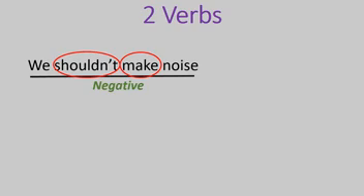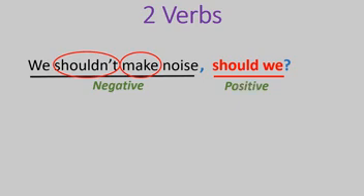Now, according to the rules, you know that when the statement is negative, you have to add a positive question tag. So, shouldn't, being the auxiliary verb, should be changed to its positive form. Therefore, we put a comma first and then the question tag. Shouldn't changes to should and we remains we because it's a pronoun. So, should we? And this question tag is positive. We shouldn't make noise, should we? It ends with a question mark.